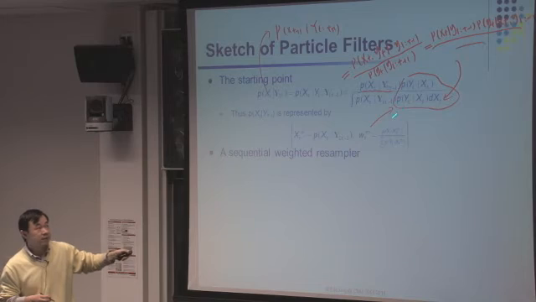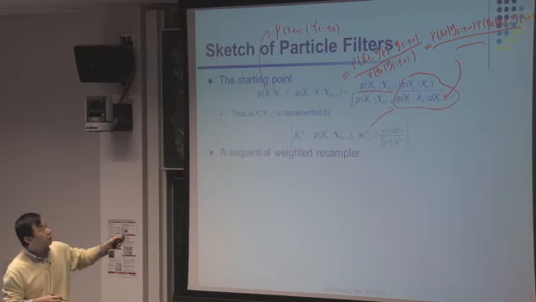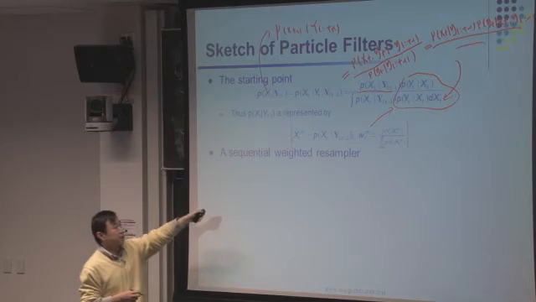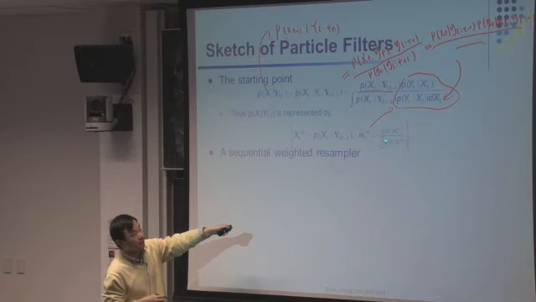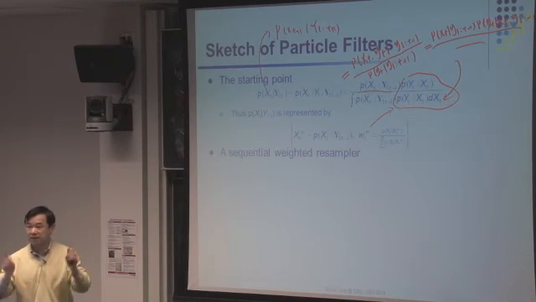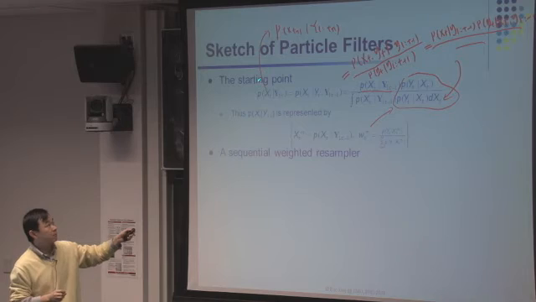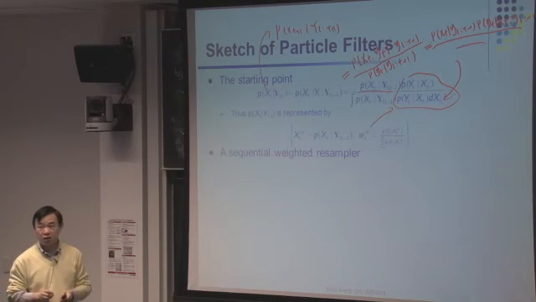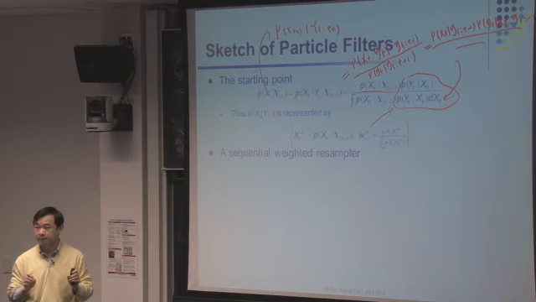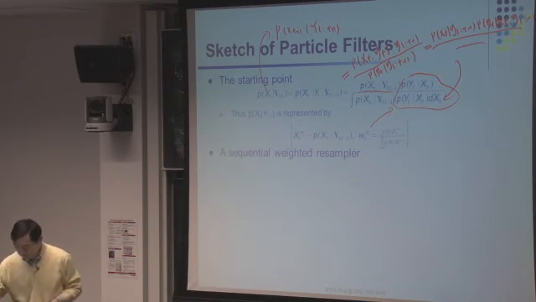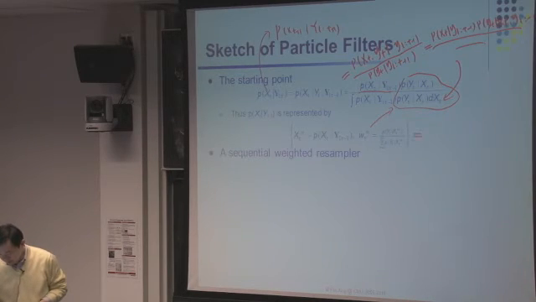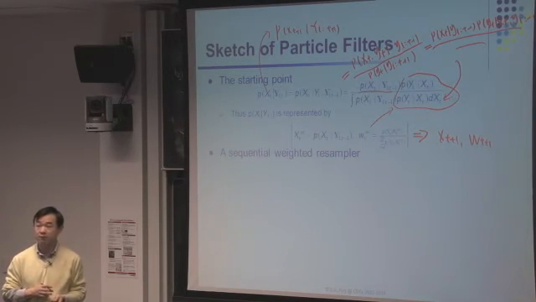Therefore, to represent this, we only need to draw samples from that distribution, and then compute the weight based on this formula. So that's the starting point. We start from this distribution, and it is now represented by samples and their weights. The derivation is now done in here, and our goal is to figure out how to use this to generate samples for t plus 1 and w plus 1.